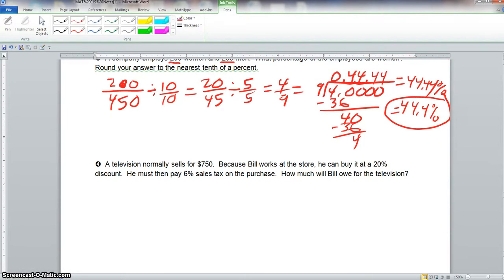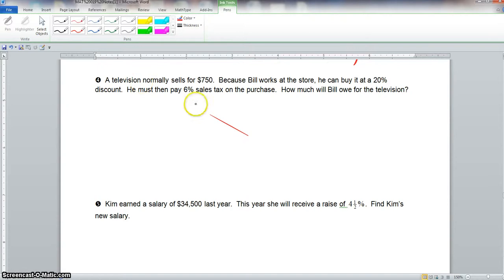Now, we scroll down here to number 4. It says a television normally sells for $750. Because Bill works at the store, he can buy it at a 20% discount. He must then pay 6% sales tax on the purchase. How much will Bill owe for the television? So first of all, the television normally sells for $750. Well, Bill can buy it at a 20% discount.